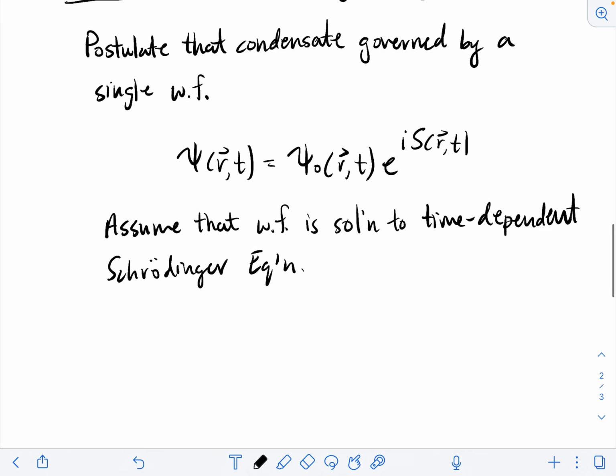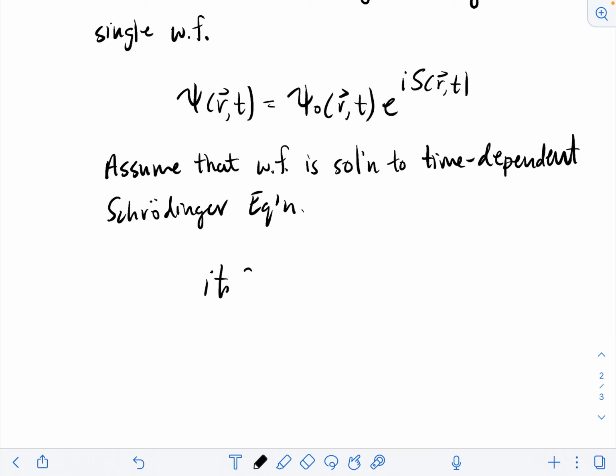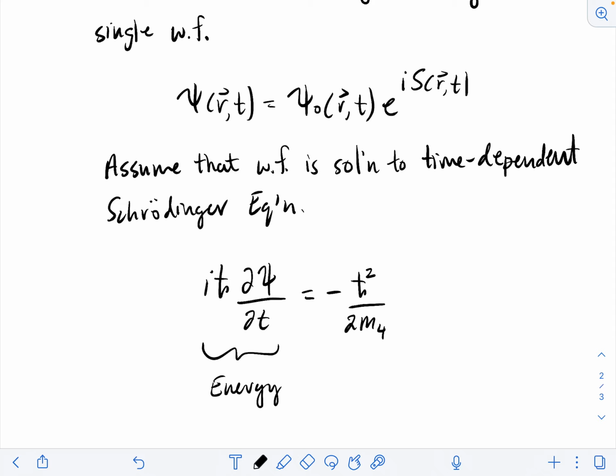Okay, and so the Schrodinger equation is i h bar times a time derivative of the wave function, and so this is our energy, is equal to minus h bar squared over 2m, and so we'll put an m4 because we're talking about helium atoms, and then it's two spatial derivatives, which we'll write as del squared of the wave function. This is the kinetic energy, and then there's a potential energy term. So potential energy.